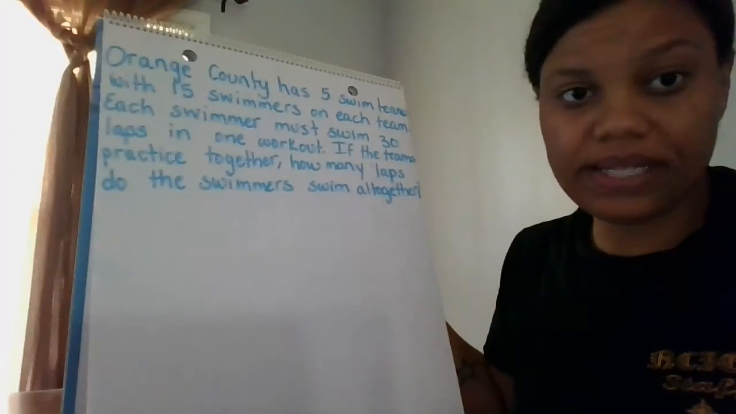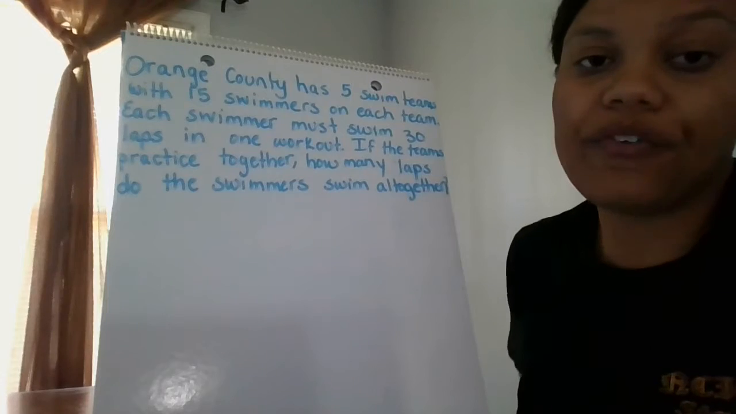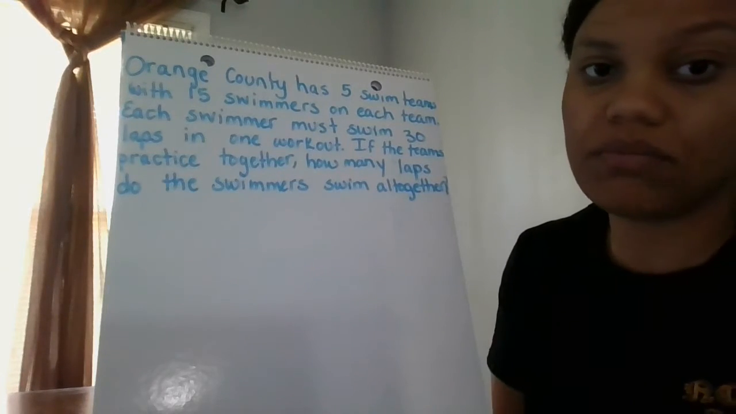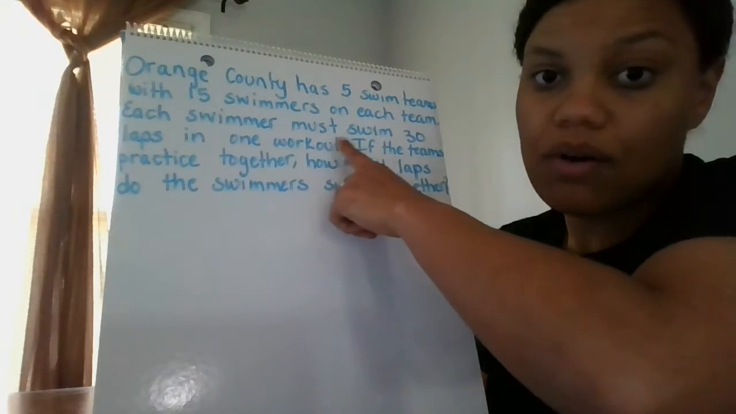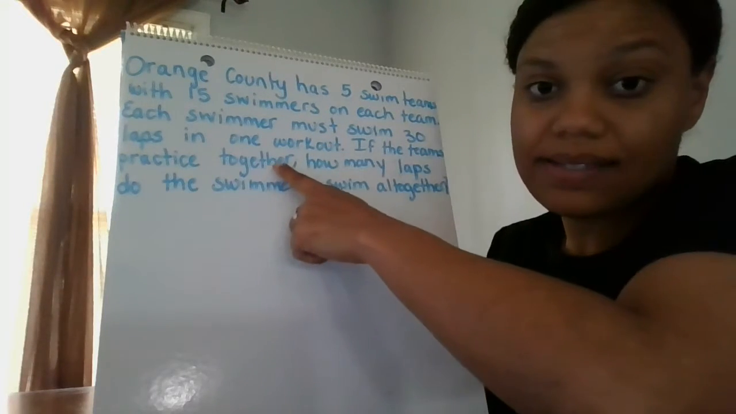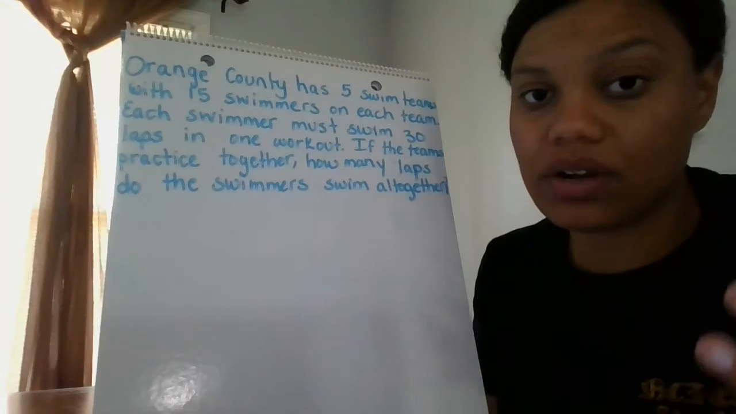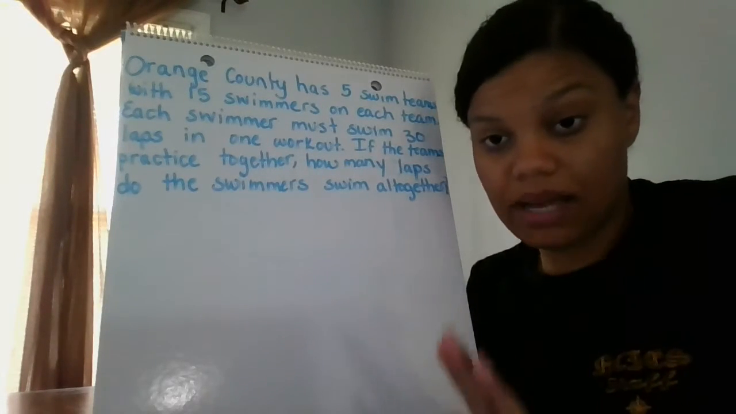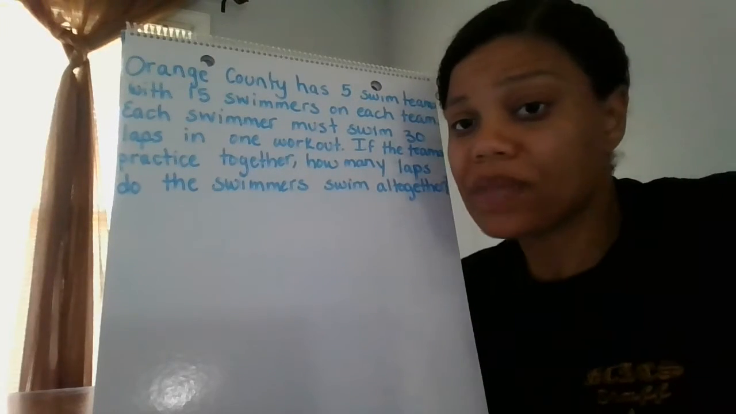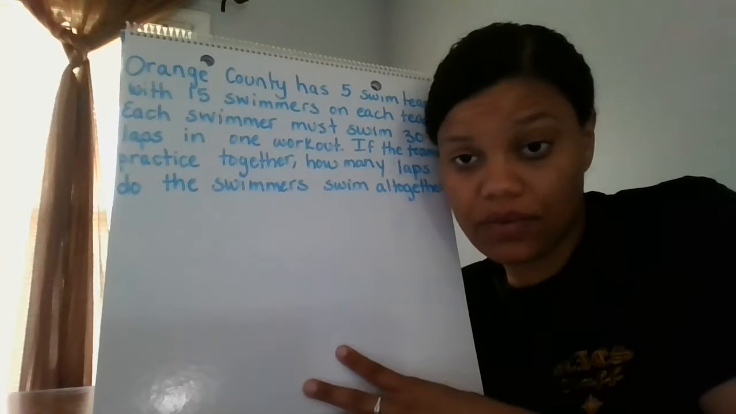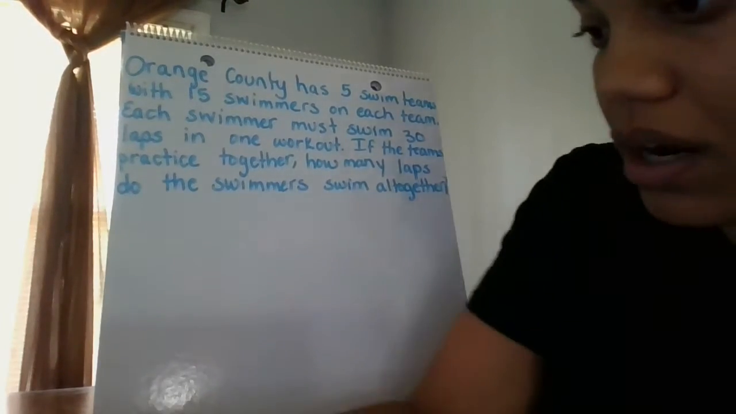Okay, so it says Orange County has 5 swim teams with 15 swimmers on each team. Each swimmer must swim 30 laps in one workout. If the teams practice together, how many laps do the swimmers swim all together? So we're going to go through it step by step, sentence by sentence to start to build this picture. And I want you guys to follow the same steps when I give you the problem to try on your own, okay? So really make sure you're paying attention to what we're doing here.